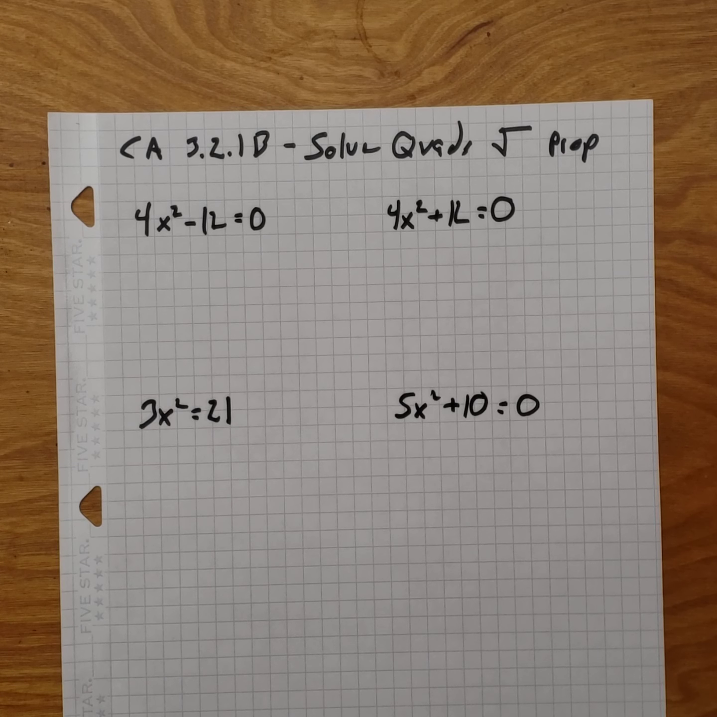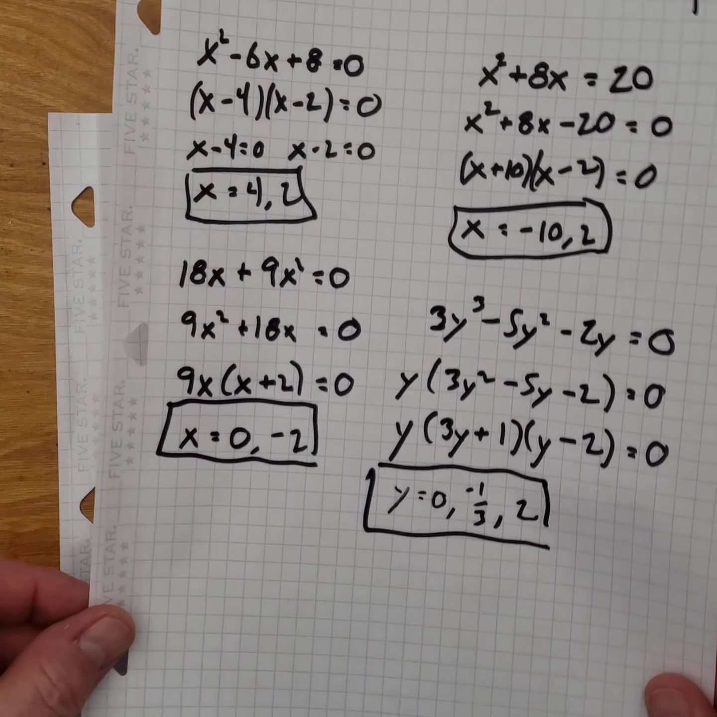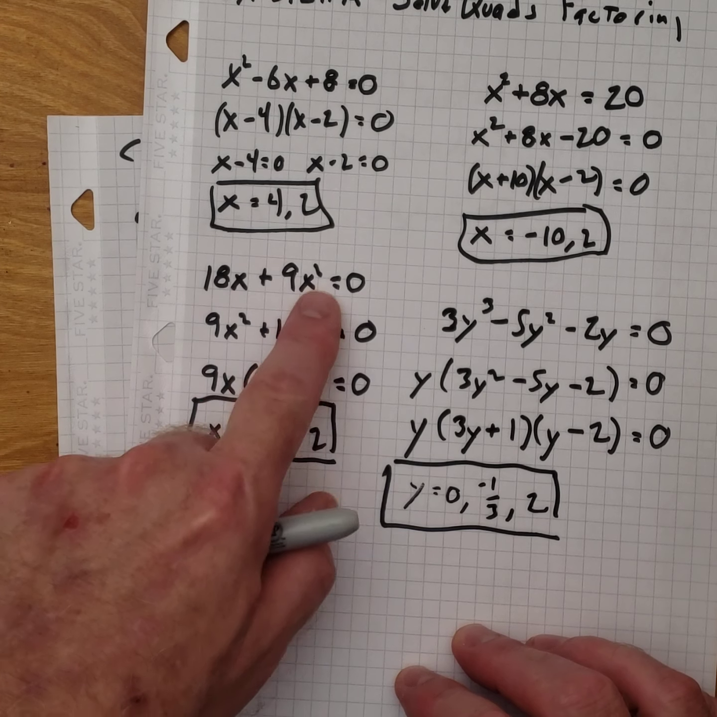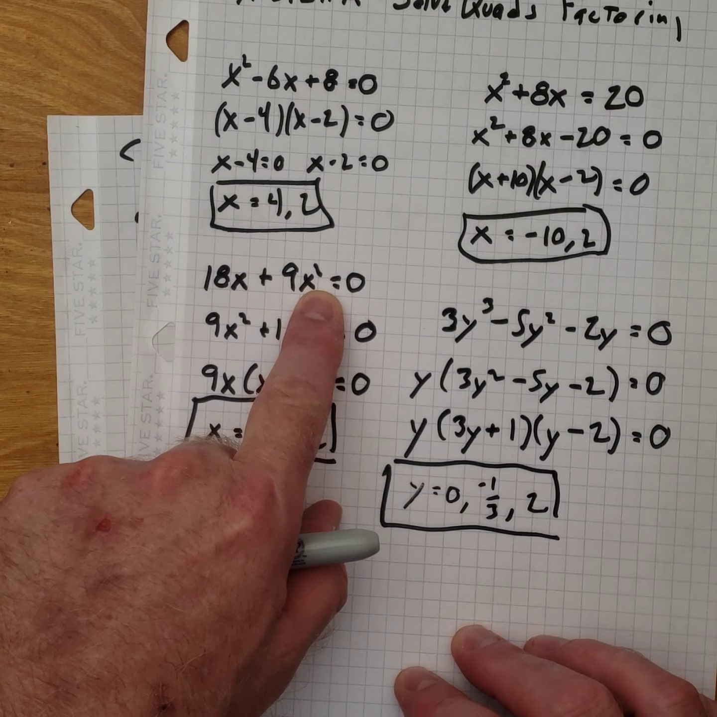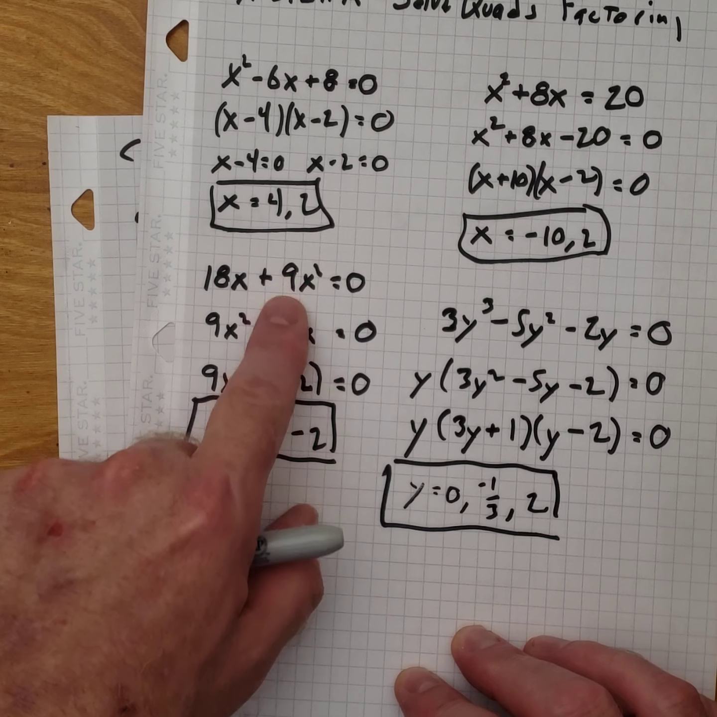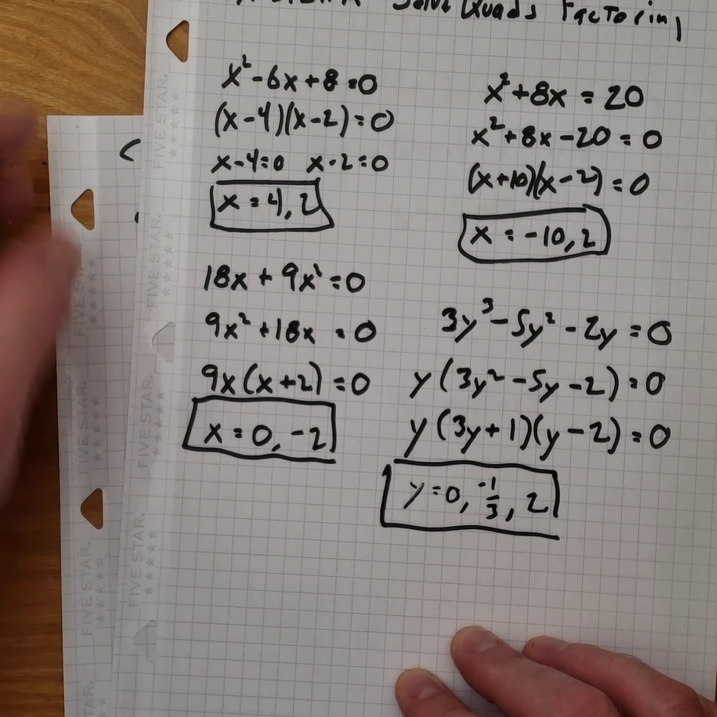For the second part of this objective, we're looking at solving quadratics by using what we call the square root property. If you think back to solving by factoring, you don't have to think back, I've still got it right here. When we were missing our constant term, we could factor out the x, and that made life a little bit easier.